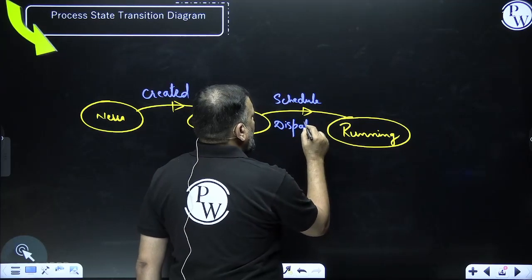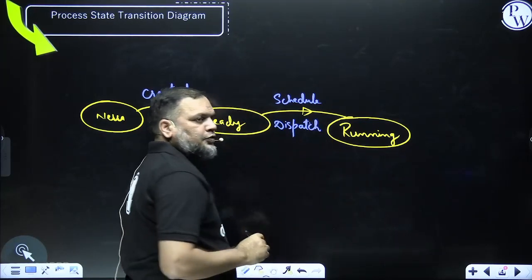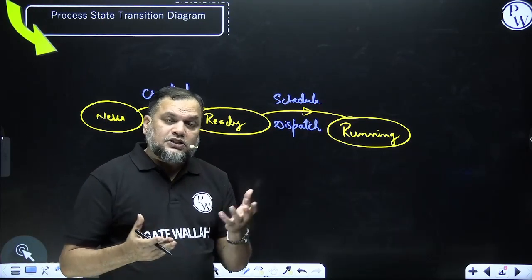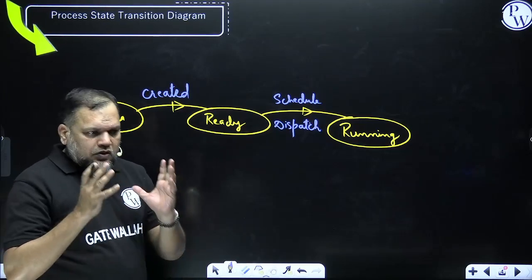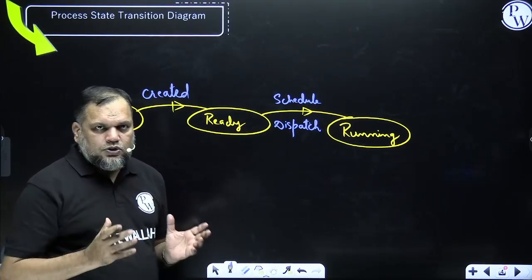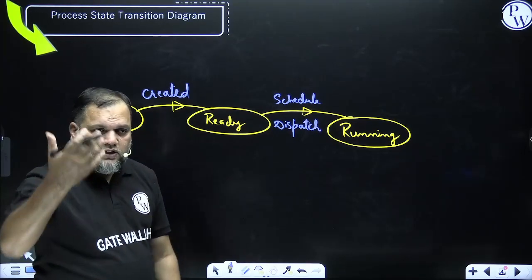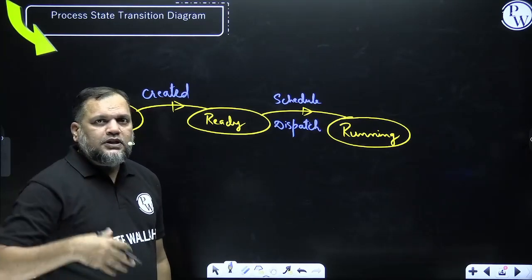Just like we say courier dispatch, is it not? Courier dispatch. So like that we say the act of giving the control of the CPU to the process is called dispatch. It has got the control of CPU. The process is running on CPU. It is executing instructions by fetching them from the memory and fetching the operands and executing it.